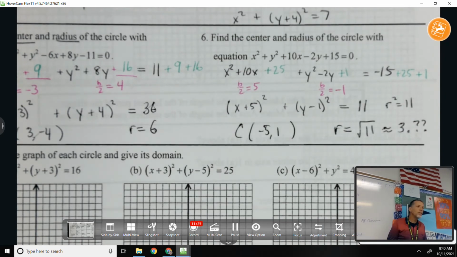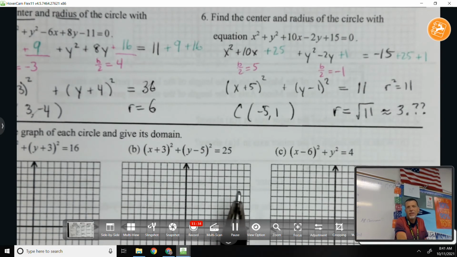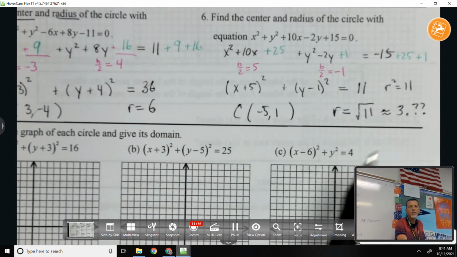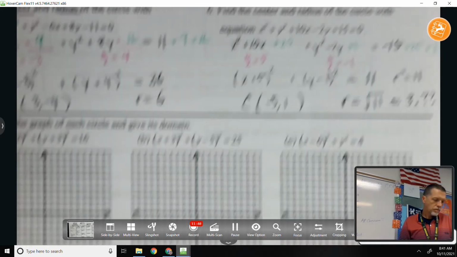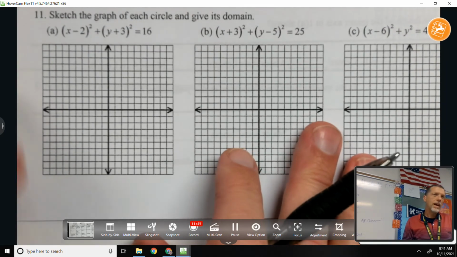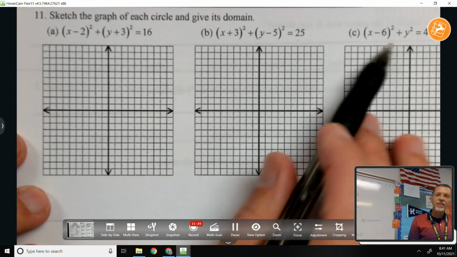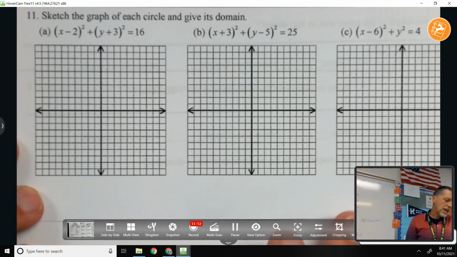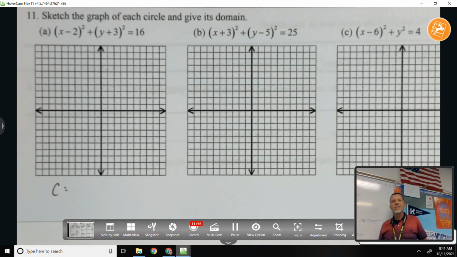It's 3 point something. And that's going to be good enough for us when it comes to graphing, because on a graph this small, you're not going to be able to tell the difference between 3.3 and 3.5 anyway. So as long as you're in the ballpark, you'll be fine for graphing. And if you look at each of these graphs, they're all nice radii. Are we going to have ones that aren't? Probably only on accident, but could happen.